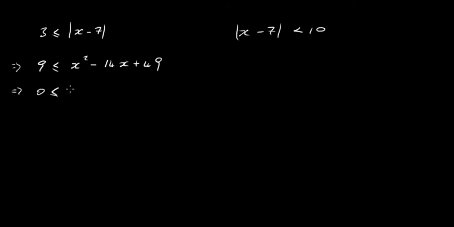So we end up with a quadratic inequality, and I've done something like this earlier on in a previous video, how to solve these kind of things. So let's have a look at this side here. If I square both sides, we get x squared, we get minus 14x again, we get plus 49 again, and then on this side we just get 0.